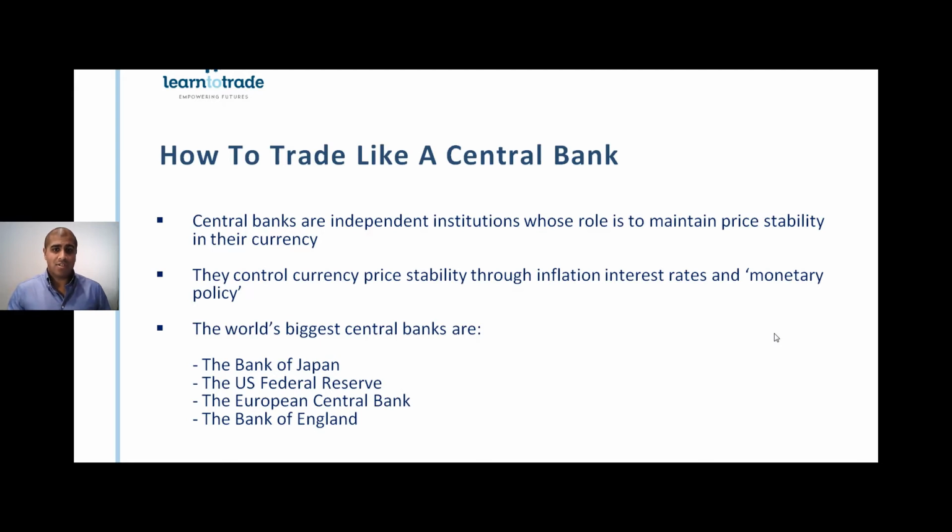The world's 4 largest central banks are the Bank of Japan, affecting the Japanese yen, the US Federal Reserve, of course, affecting the US dollar, the European Central Bank, affecting the euro, and the Bank of England, affecting the British pound. These are the 4 main central banks, and the reason they are important is that later on you'll understand this is how global investors, the people with money to move in the market, make their decisions.